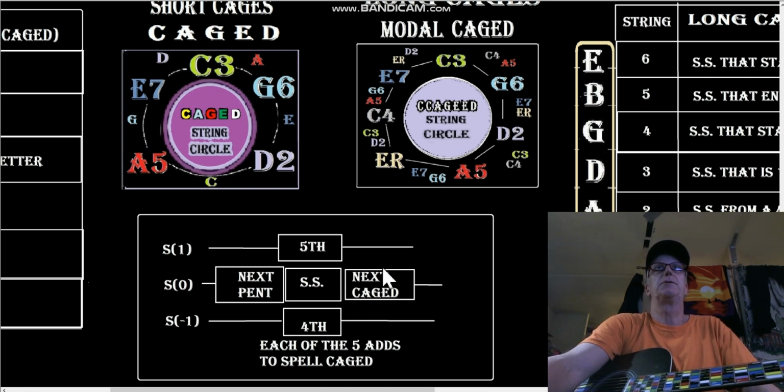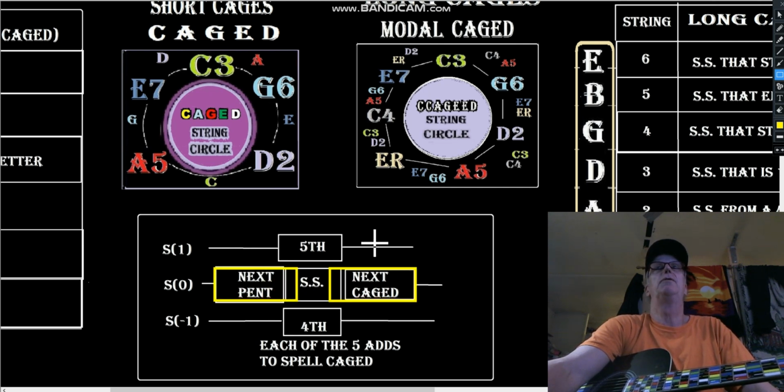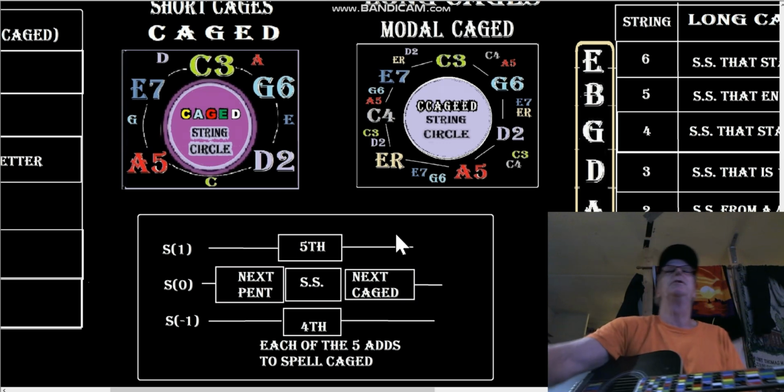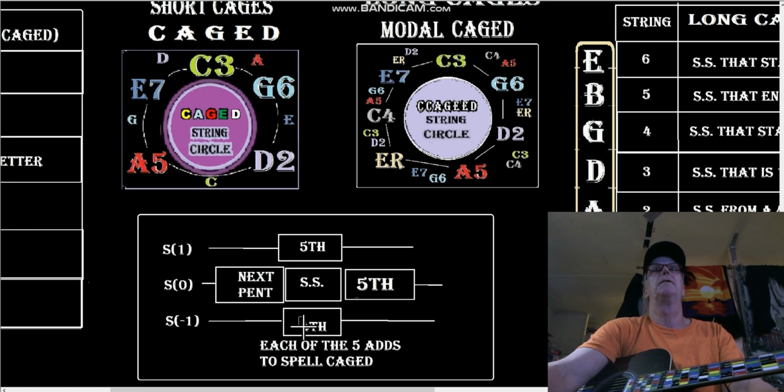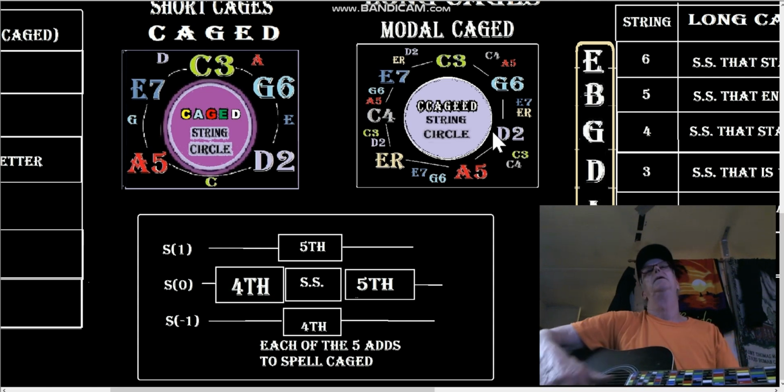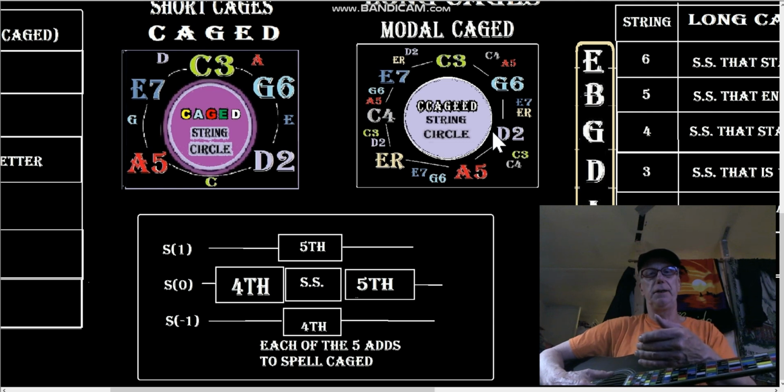Certainly there is the next cage, but this would kind of overlap like that. That's not quite accurate. I made both of these things in 2 days. So that next cage and next pentatonic would kind of overlap there. What they really should say is this: the 5th is over here, like this, and the 4th is over here. Okay, so that's what's going on horizontally.